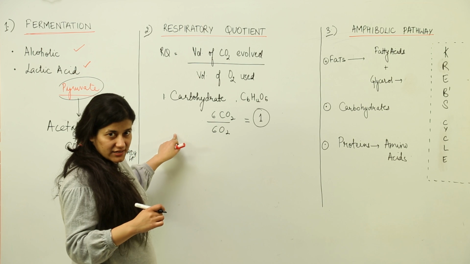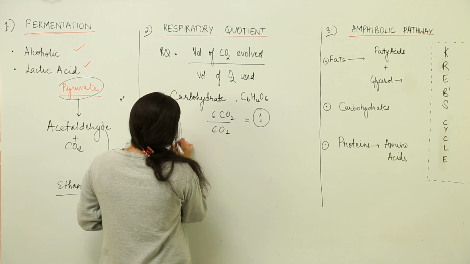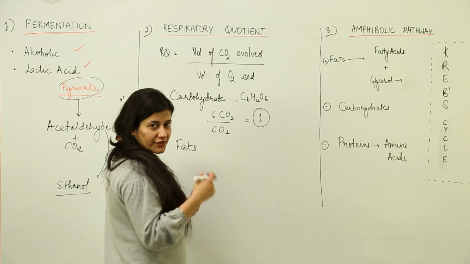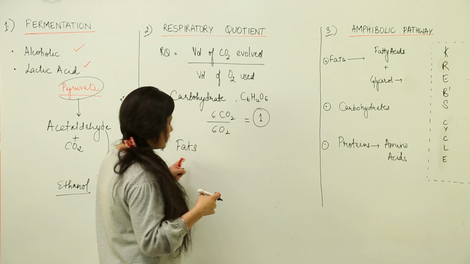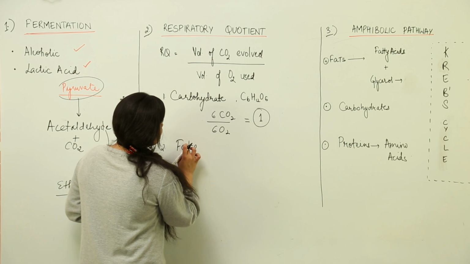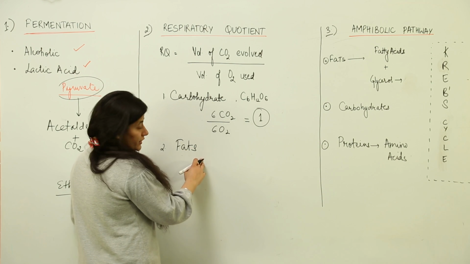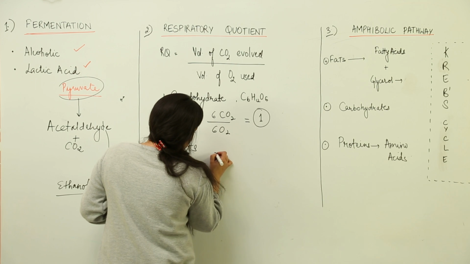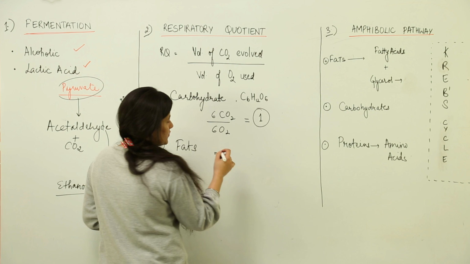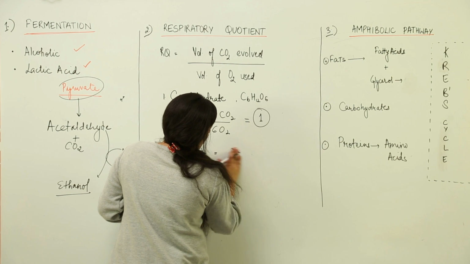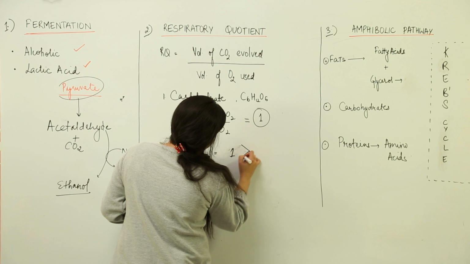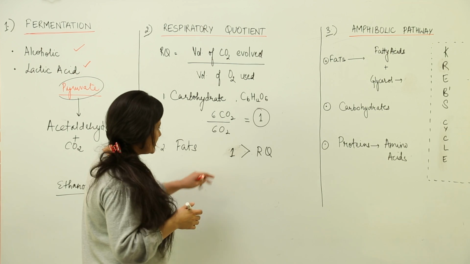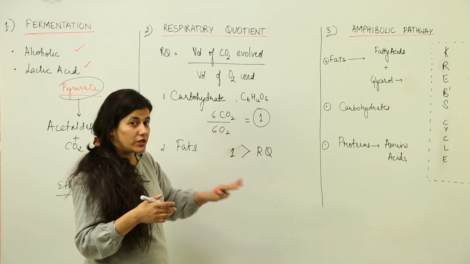In case of fats, whenever we need to burn fats in our body, we do a lot of exercise, and that exercise needs lots of oxygen supply. Fats would take more oxygen as compared to what they release in the form of carbon dioxide. So the respiratory quotient would always be lesser than 1. It could be 0.9, 0.8, or 0.5, but it is not going to be more than 1, or equivalent to 1.